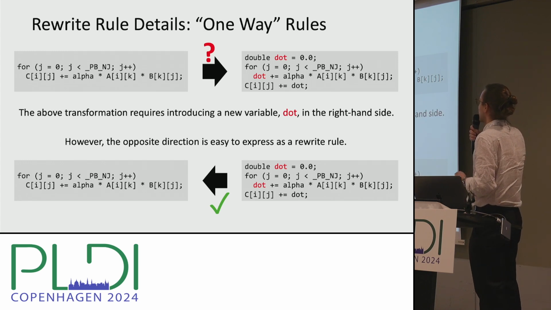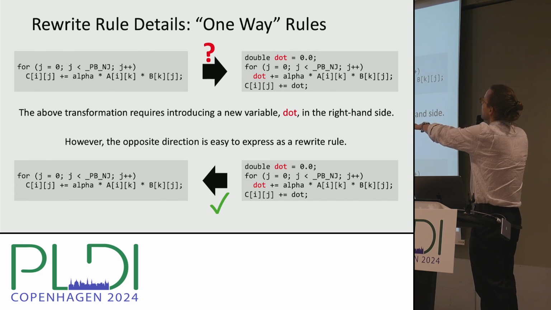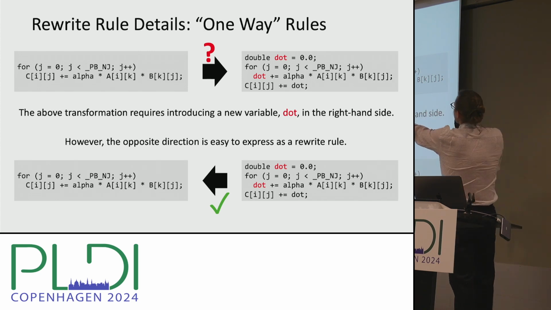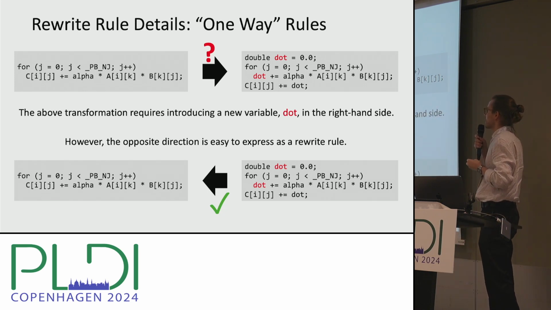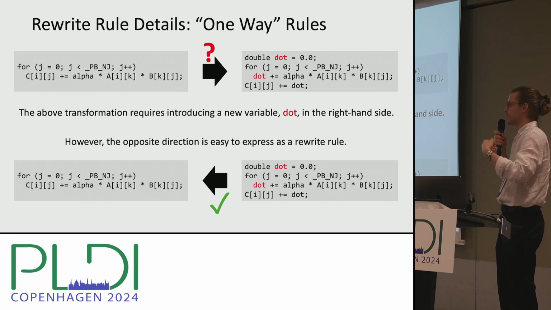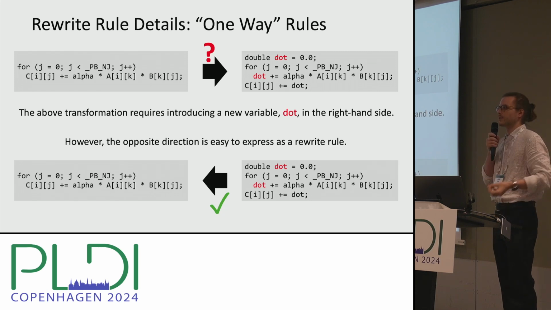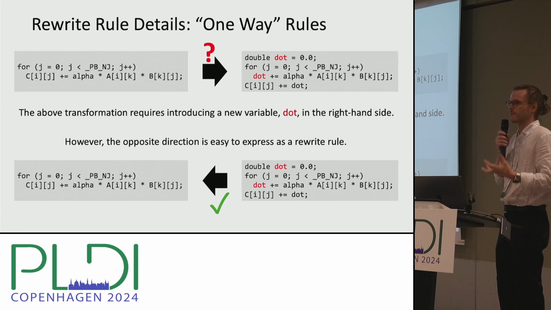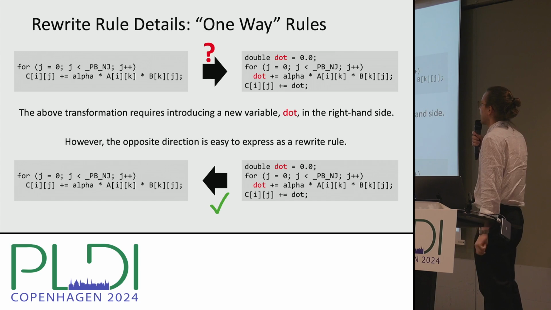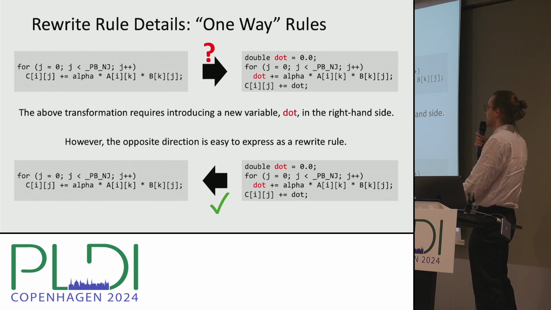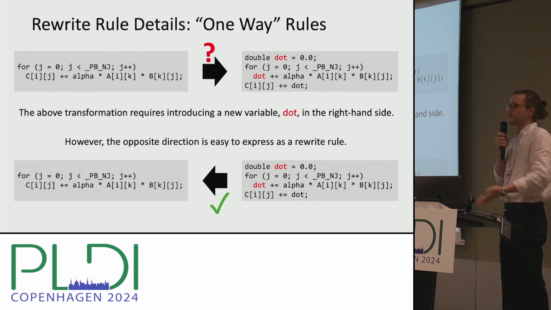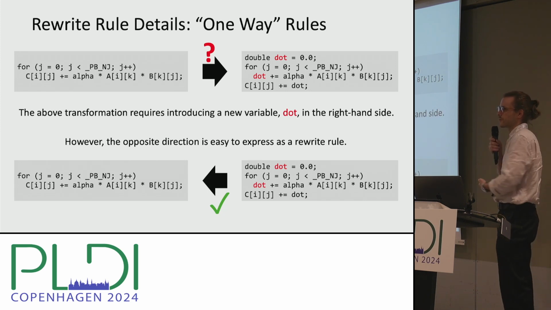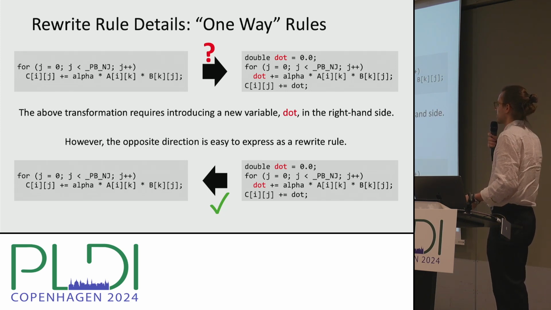And so on the top I have this scenario where, on the right-hand side, somebody has done a transformation to store the intermediate result of the loop in a scalar instead of writing to memory all the time. And this is a really common way to write code. And if I wanted to write a rewrite rule going from left to right, that would not be a straightforward thing to do, because I have to introduce this scalar, which is like a new variable.